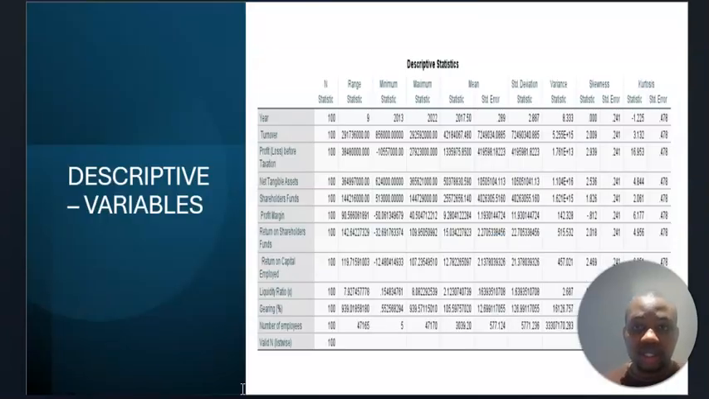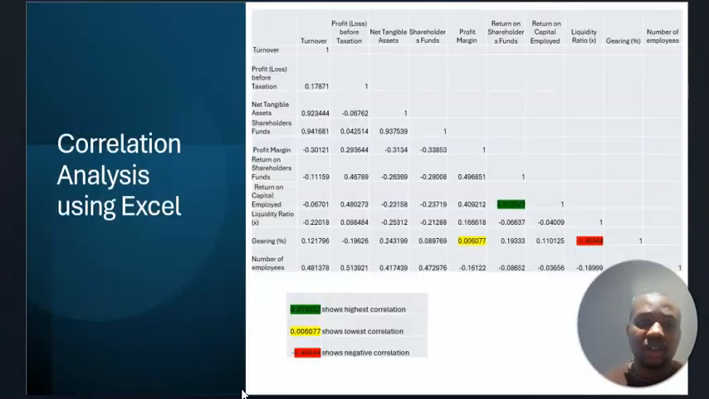So this is the descriptive statistics table. Now look at the correlation analysis using Excel. From this correlation analysis, we're going to do 2 correlation analyses, one with Excel and one with SPSS. Now the difference between correlation analysis with Excel and that of SPSS is the fact that Excel will show you the correlation, closely correlated, highly correlated, lowly correlated, and negative correlated. But SPSS will show you the p-value, the significance, and is just a bit better than Excel.